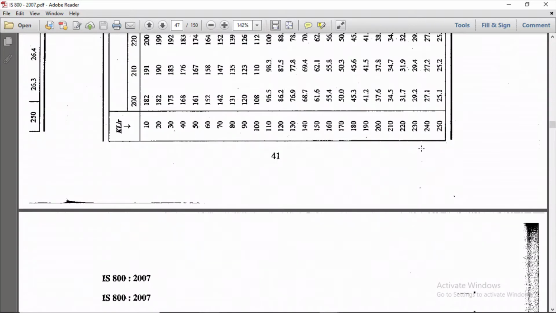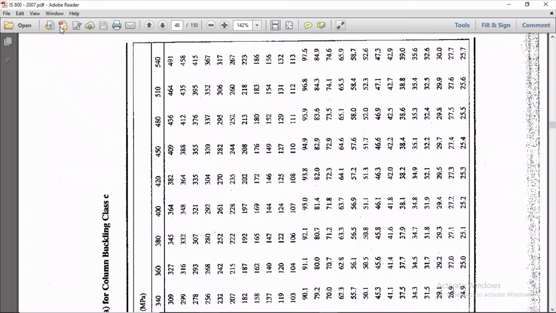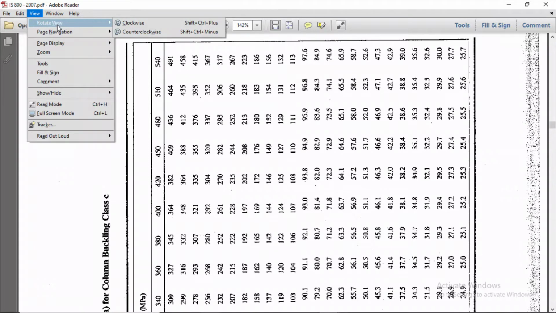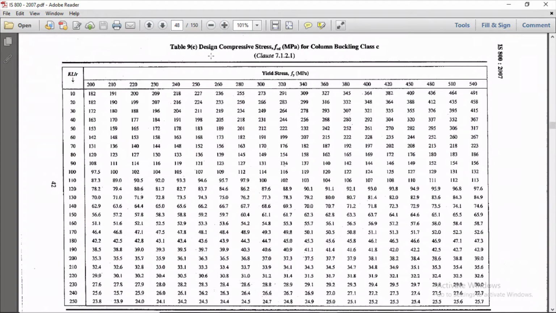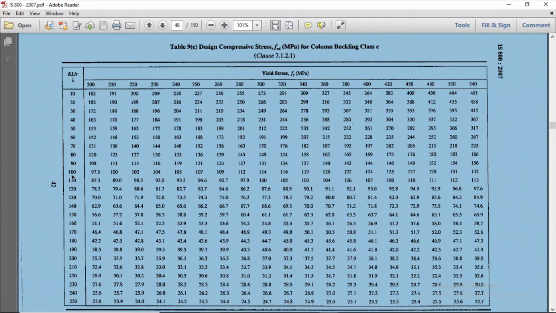This is 41 and this is 42. So let me change the view. This is table number 9C, design compressive stress FCD for column buckling class C. KL upon R ratios, the slenderness ratios, are given. I have assumed my slenderness ratio is 100. For this slenderness ratio of 100, and my grade of steel being 250, I am getting my FCD value as 107. That is what I have written. My FCD is 107.